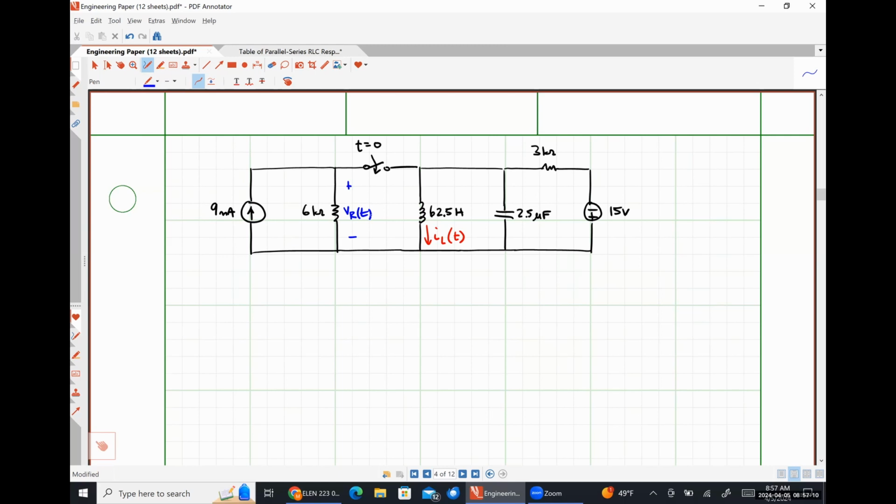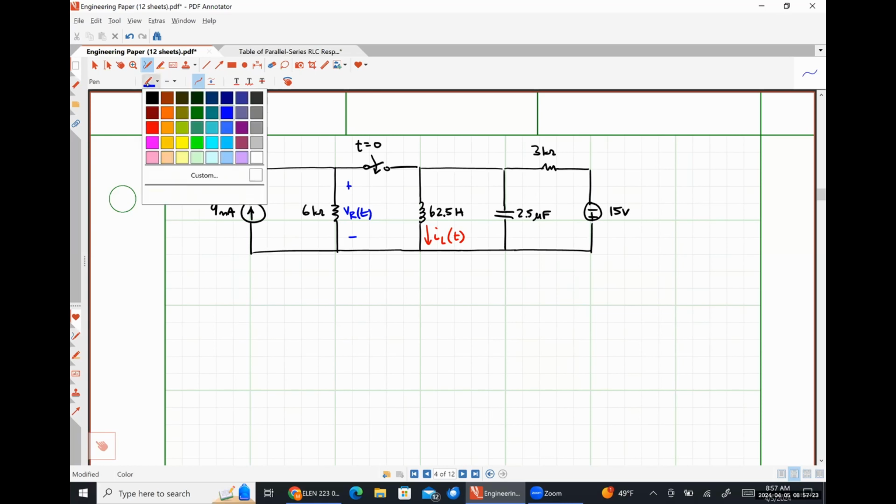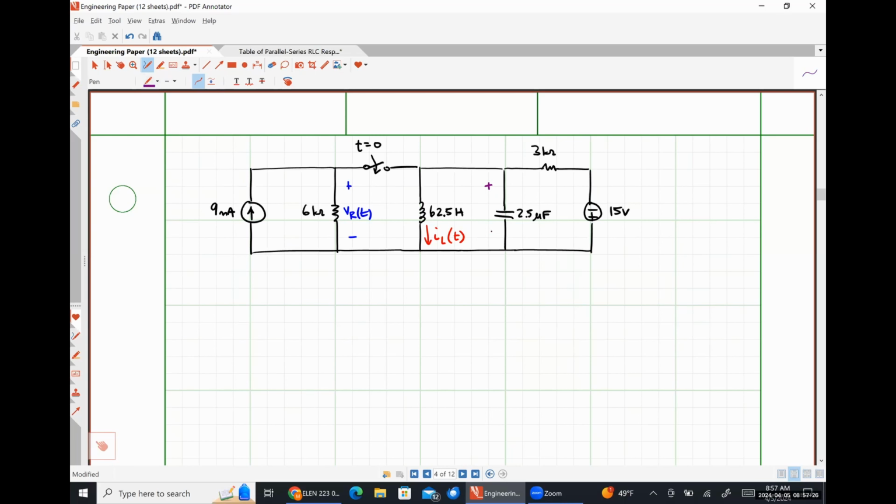So let me say that by stating the resistor voltage is going to be the exact same thing as the capacitor voltage. If I were to put the capacitor voltage over here, in purple, during the transient condition, with our switch closed, the 6 kilo ohm resistor is in parallel with the 62.5 Henry inductor, is in parallel with the 2.5 microfarad capacitor. So the resistor voltage and the capacitor voltage are literally the exact same thing.